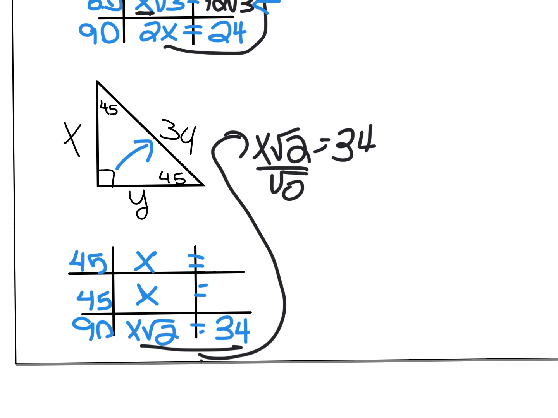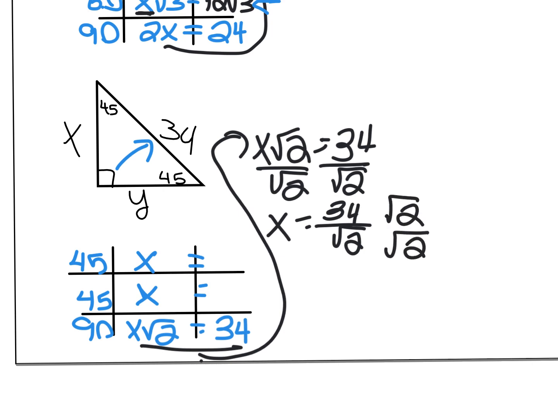Divide by the square root of 2. We're trying to get x by itself. So now I've got x equals 34 over the square root of 2. Whoa, that's bad manners. Hats on the table. So we're going to multiply by the square root of 2 on the top and the bottom. And I end up with 34 square root of 2 over 2. Now remember, wholes go with wholes, roots go with roots. I've got a whole number 2 on the bottom and a whole number 34 on the top. So I can go ahead and reduce my fraction and get 17.